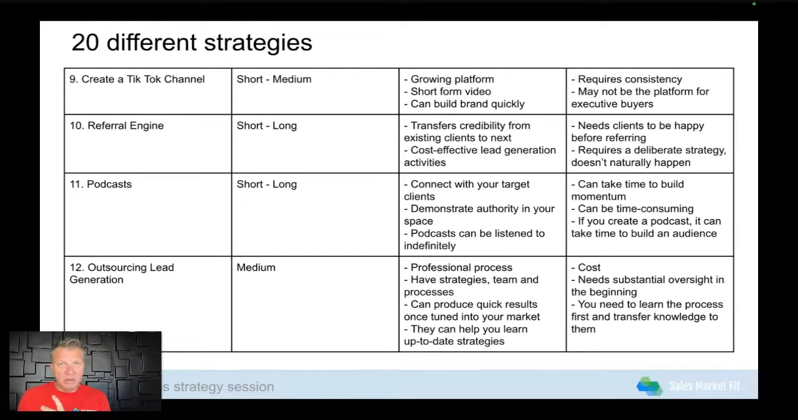Now, the negatives are it can be costly, and it needs substantial oversight in the beginning, because if you don't provide direction and outcomes that you want, then they'll provide their own. We want to make sure you have a strategy that works and you know the strategy. Hey, we want to use this message here. We communicate this specific value. We want these ideal buyers. Because if you don't, it's very difficult to get them to follow the strategy, because you'll end up getting a lot of leads, but those leads may not transition into sales.